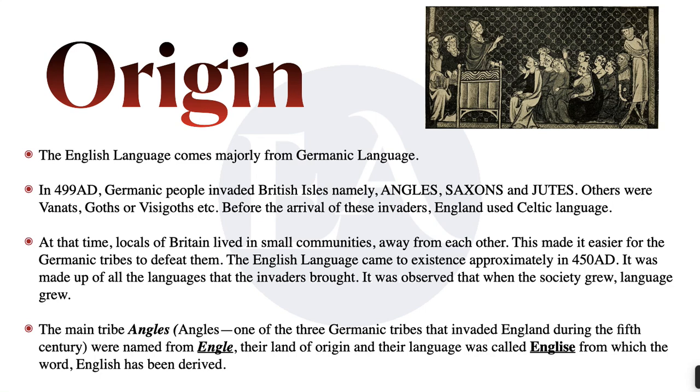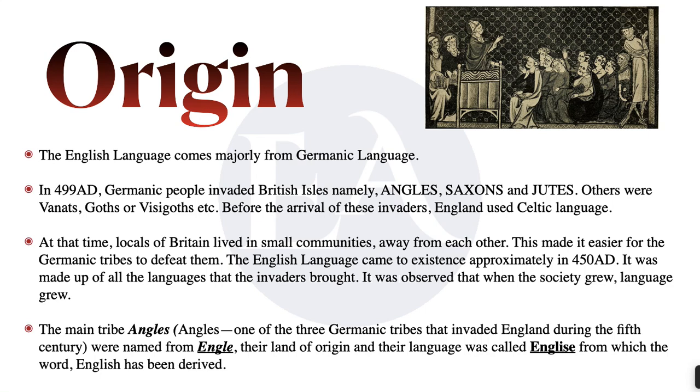The origin of English. The English language comes majorly from Germanic language. In 499 AD, the Germanic people invaded the British Isles, namely Angles, Saxons, and Jutes. Others were Venets, Goths, and Visigoths, etc. Before the arrival of these invaders, England used Celtic language. At that time, locals of Britain lived in small communities, away from each other. This made it easier for the Germanic tribes to defeat them.